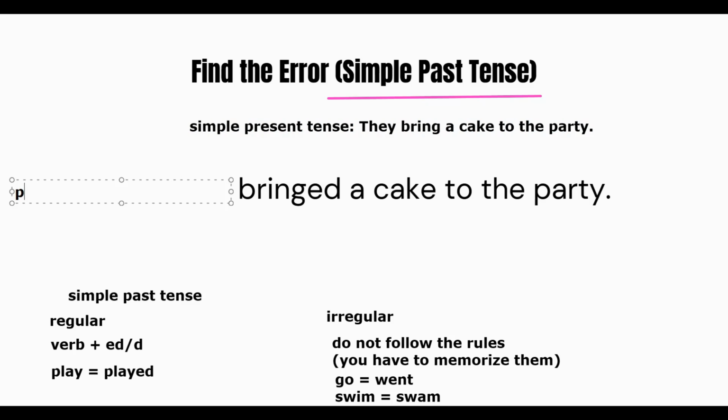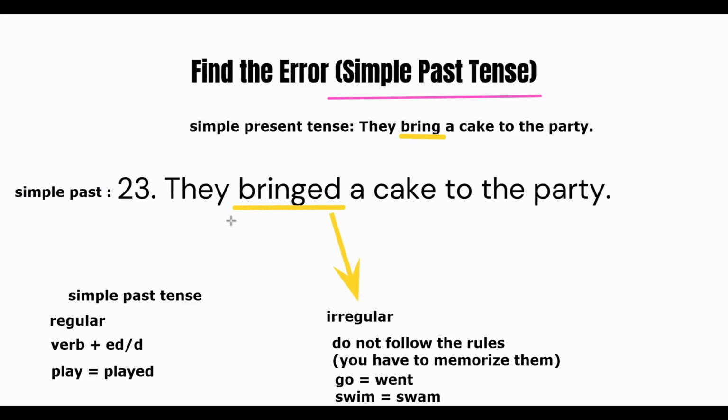But because this sentence is in its simple past tense form, we would have to correct this part. So the past tense form of bring is not bringed with the ed. So this verb is irregular. So we would not say bring, we would say brought. They brought a cake to the party.